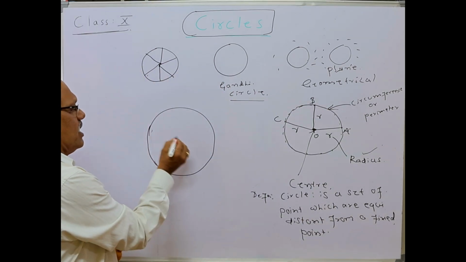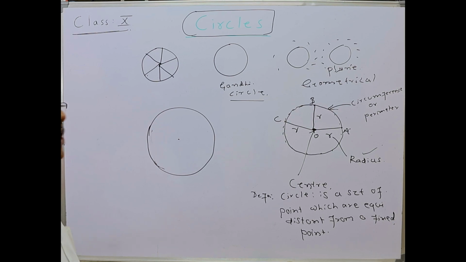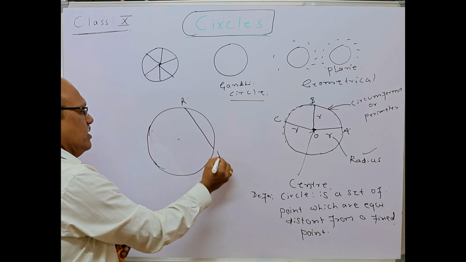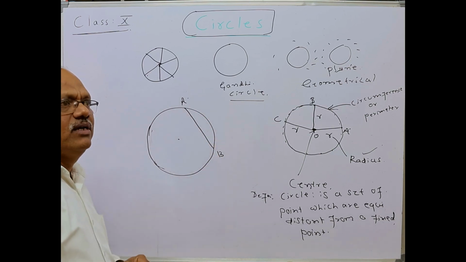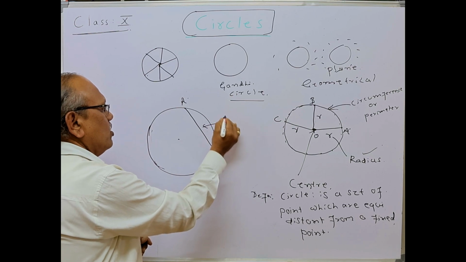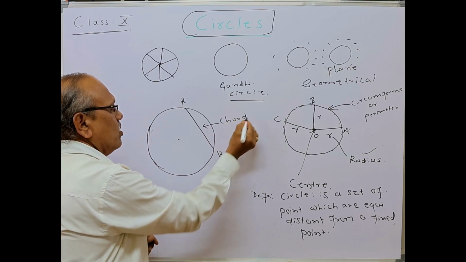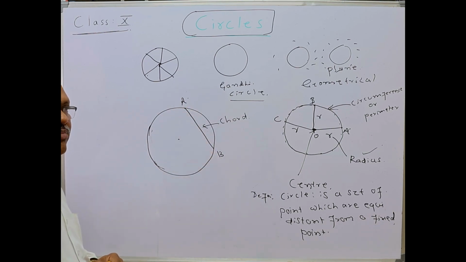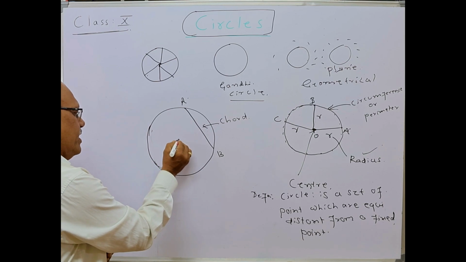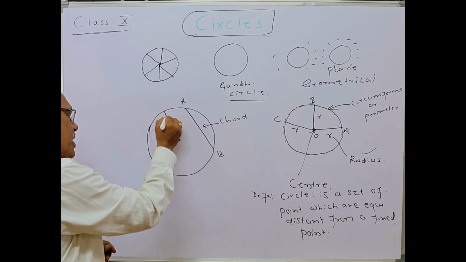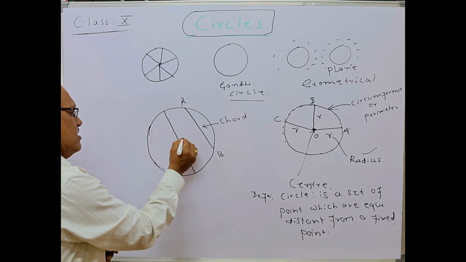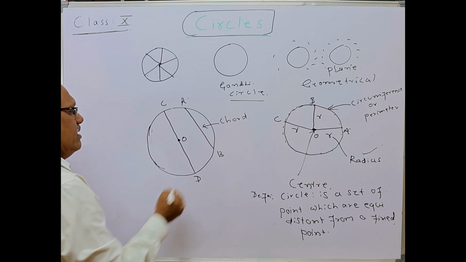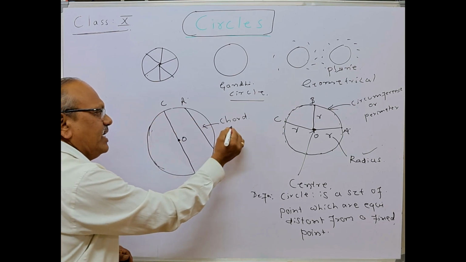What are the other parts of the circle you learned in the 9th standard? You learned about this particular line. Suppose that I join any two points A and B on the circle, what do you call it? Yes, it is called a chord of the circle. A line joining any two points on the circumference is called a chord of the circle. And if I draw a chord CD passing through the center of the circle, where O is the center, is CD a chord? Yes, definitely it is a chord.